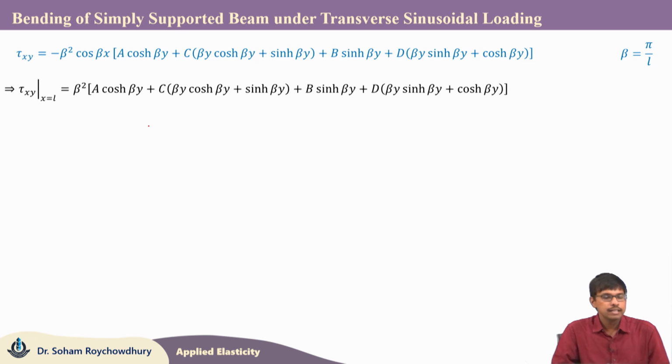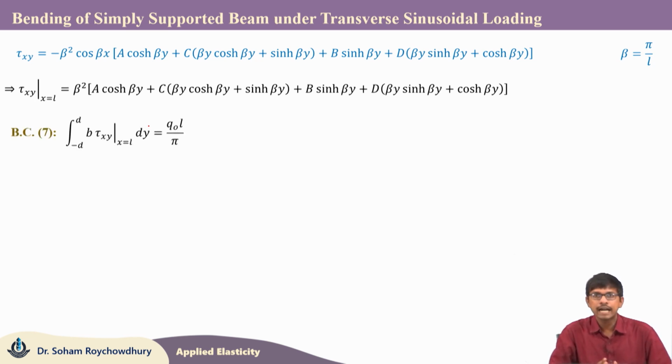And coming to the last one, boundary condition 7: at the right edge the net vertical force is equal to q naught L by pi with a positive sign, integral b tau xy at x equals L dy from minus d to plus d is q naught L by pi. This boundary condition is exactly the same as the previous one, with just two small differences. One is that the previous one was at the left edge x equals 0, this is at the right edge x equals L, and for boundary condition 6 there was a minus sign on the right hand side, here it is positive, plus q naught L by pi.